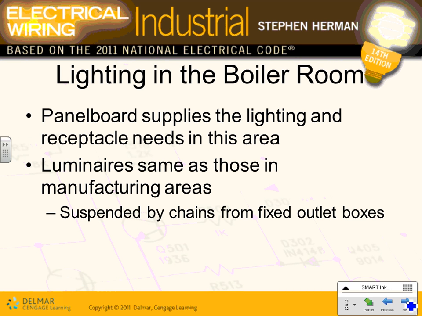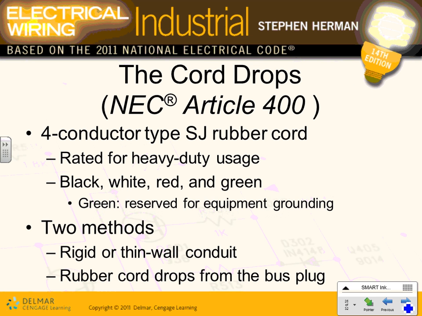Lighting in the boiler room, they're using panelboard supplies, a light and receptacle needed in this area. Luminaires, as used in the manufacturing area, the same type of luminaires, suspended by chains. So this is just a few things about the light system that they're using in the boiler room. They're using chain-suspended fluorescent luminaires to light this area. Again, we're looking at the project that they have, guys.